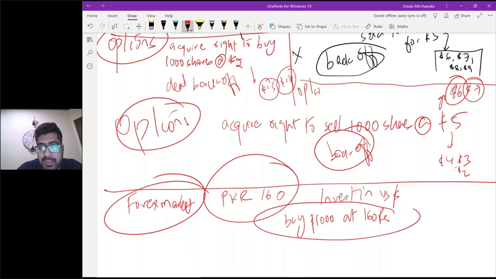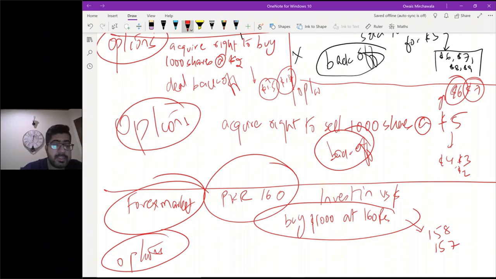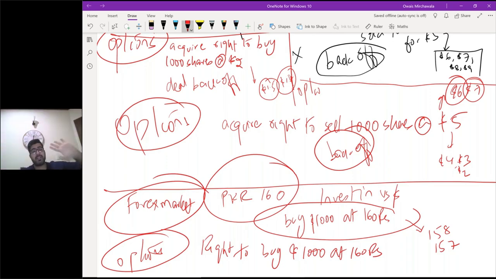Now let's suppose prices start going down, 158, 157. I will be in loss. There, the protection is the options market. Don't buy $1,000. Just acquire a right to buy $1,000 at 160. You just got a right to buy $1,000 at 160, on the condition that if prices go up, 162, 163, 164, I will exercise my right to buy at 160. But if the prices go down, 155, 156, I already got the right to buy $1,000 at 160. Now the prices have fallen, I will back off.